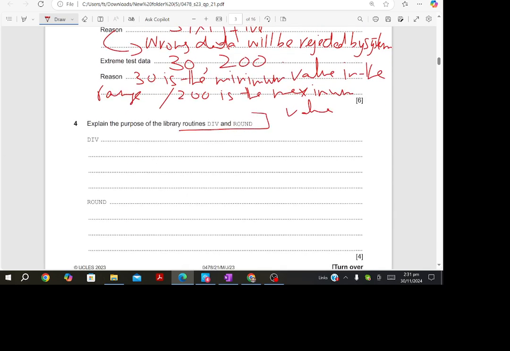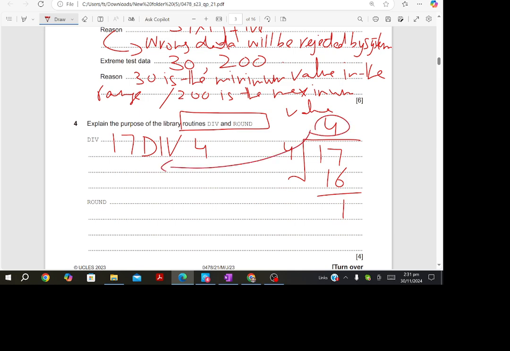Explain the purpose of the library routines div and round. We practice these questions. Div is a function which calculates the quotient. It is used to calculate the quotient, and remember, div function can be applied only to integers, exact whole numbers. For example, if I write 17 div 4. Now we know 4 times 4 is 16, remainder 1. So this 4 gives us the div, the result of a division operation.